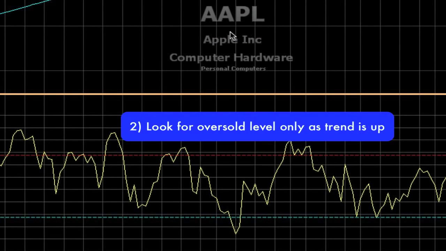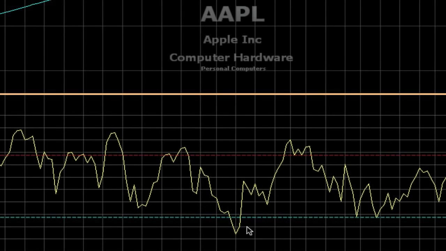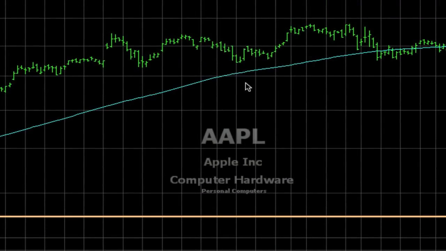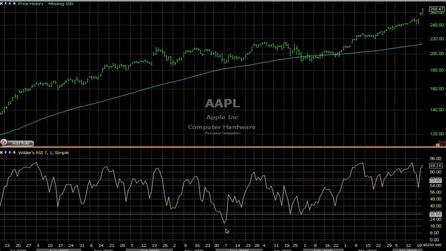I then look for my oversold levels. There's only one, it's happening here. And third, I look for a cross through 50 on a close basis. That's my entry. It's happening on this bar. If you see here, there's only one setup going long and many to go short. But I don't care about the quantity of trades. I care about the quality of the trade.